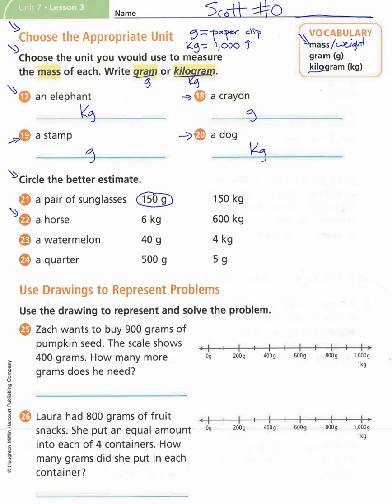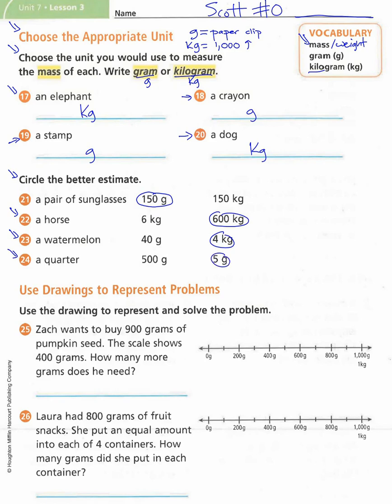Now a horse, 6 kilograms or 600 kilograms? Well, horse, hopefully you got it, pretty big, 600 kilograms. A watermelon, 40 grams, which would be 40 paper clips, right? Or 40 kilograms. Sorry, 4 kilograms. Hopefully you just chose 4 kilograms. And then a quarter, pretty lightweight, 500 grams or 5 grams.